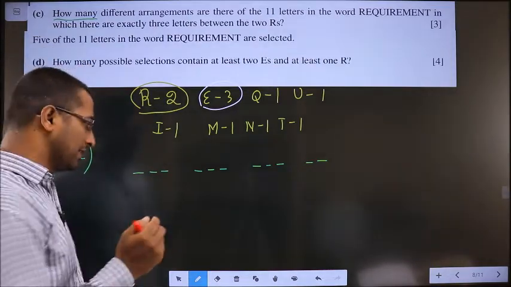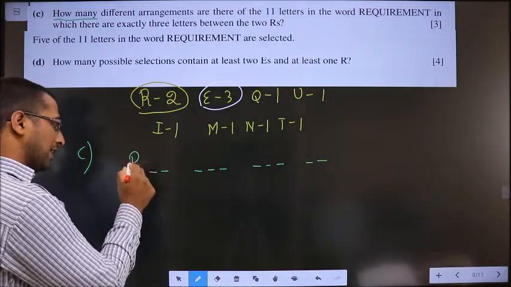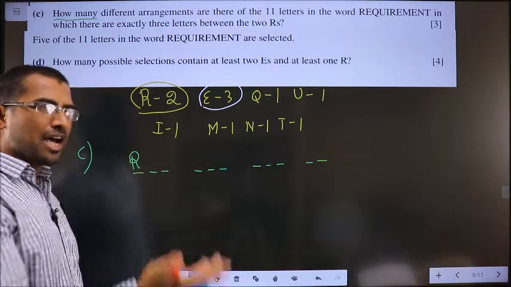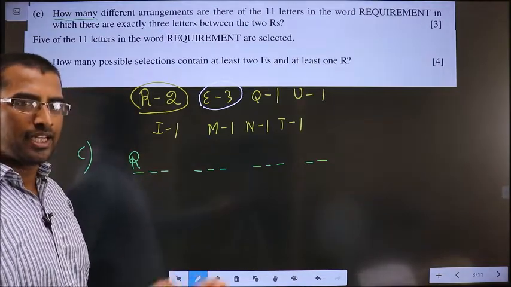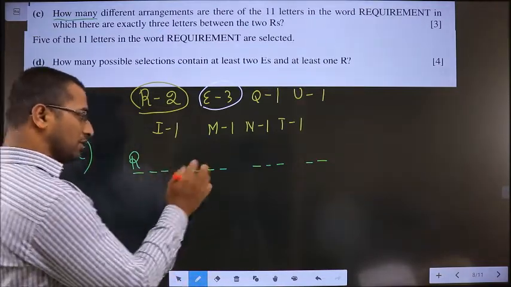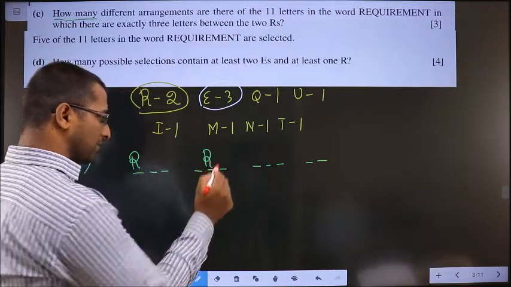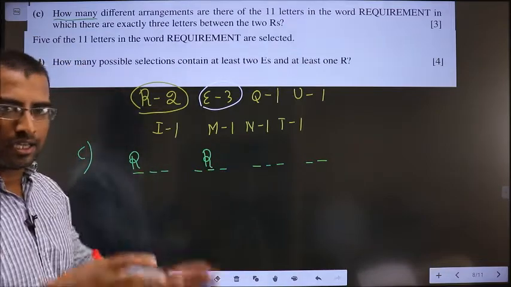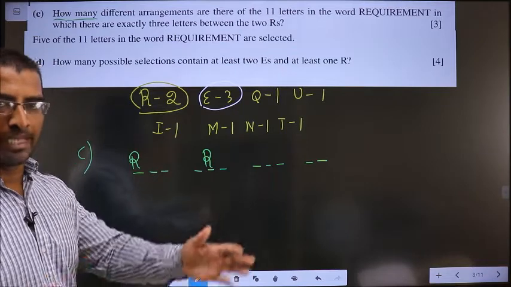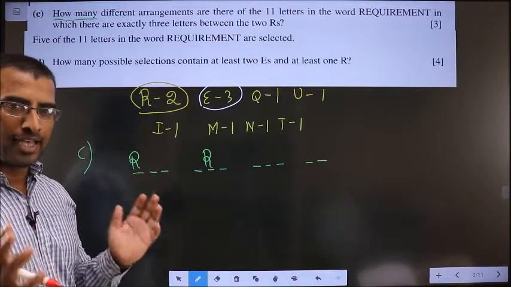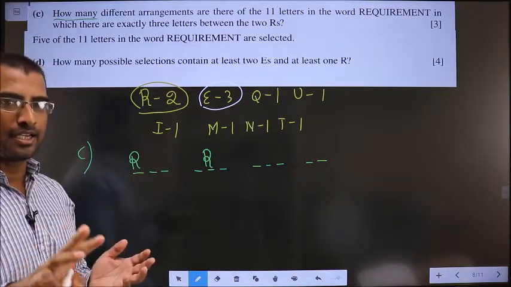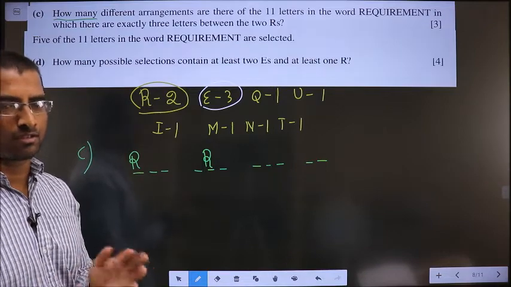Only one way. If I fix one R here, another R should be after 3 letters. So 1, 2, 3, another R has to be here. So these 2 R's are fixed in those places. Only in that way can I make sure that there are exactly 3 letters between the 2 R's.